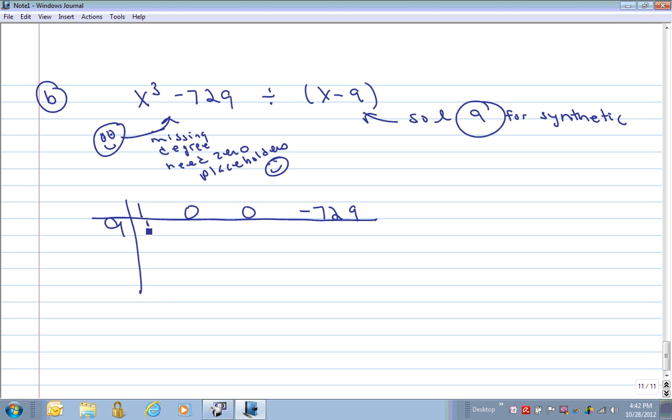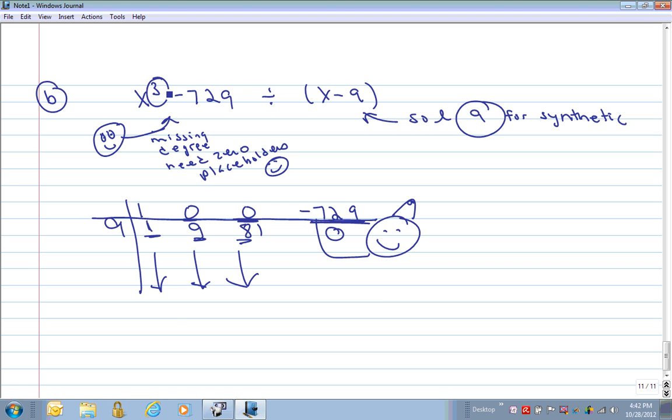All right, we bring down our 1. 1 times 9 is 9. 9 plus 0 is 9. 9 times 9 is 81. 81 plus 0 is 81. 81 times 9, believe it or not, is 729, and negative 729 would give us a 0, and what a happy camper we are. All right, so because we found a 0, now we have coefficients of our 1 less degree polynomial. We were a cubic, and now we'll be a quadratic at 1x squared plus 9x plus 81.